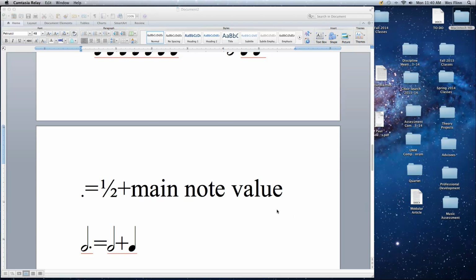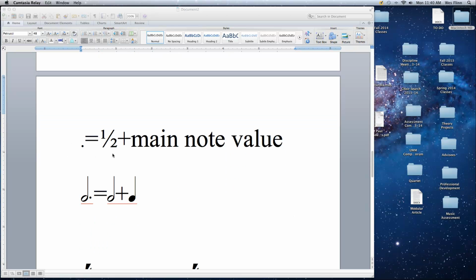And there's also the idea of the dot, which doesn't seem like it would do much. But what the dot does is it takes half, again, of the main note value. So if I have a half note and I put a dot next to it, I then sound that half note for the duration of 3 quarter notes instead of 2. A dotted quarter would be the duration of 3 eighth notes instead of 2. A dotted whole note would be 3 half notes instead of 2, or 6 quarters instead of 4. The subdivisions continue on down.